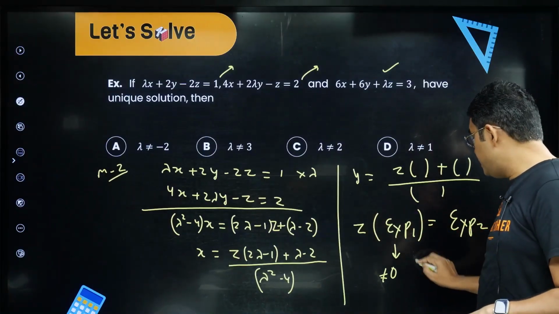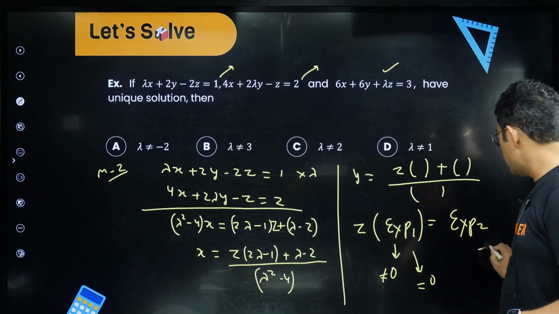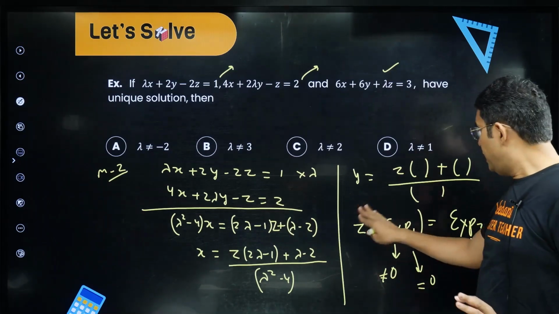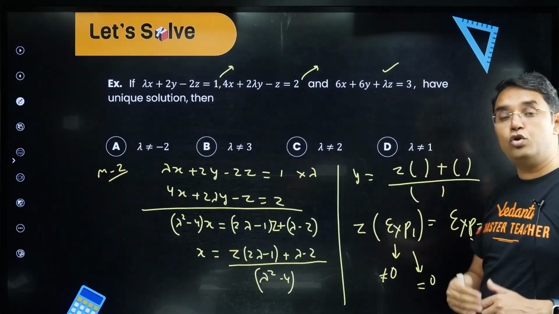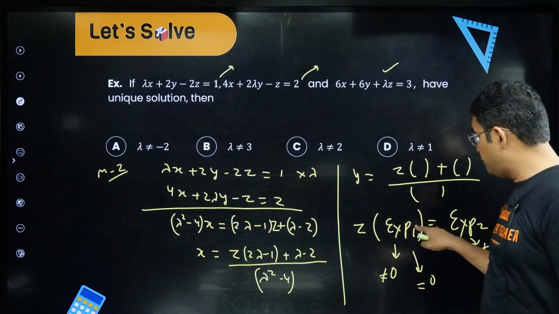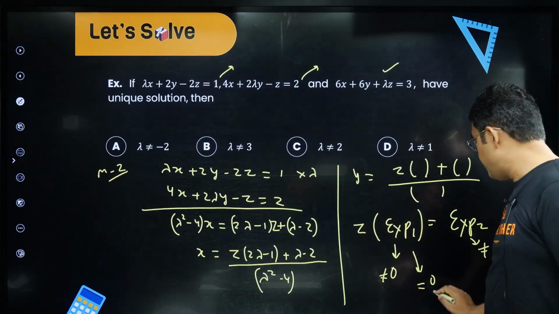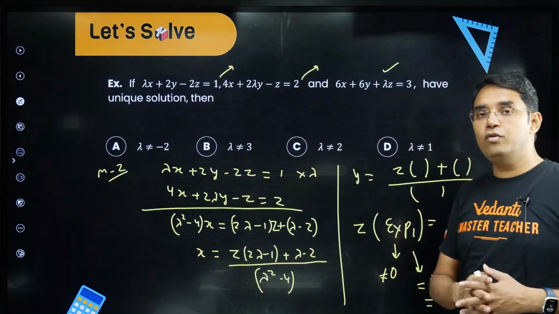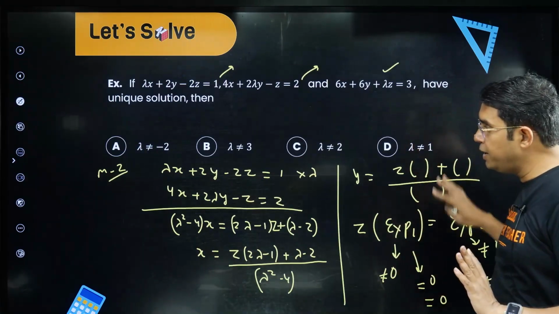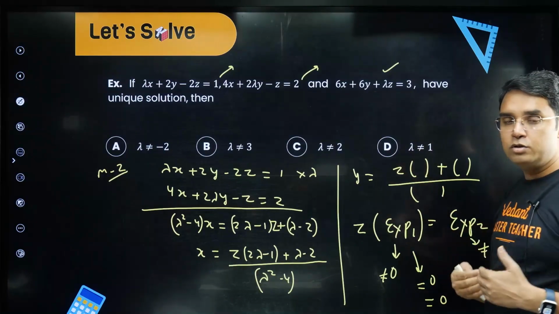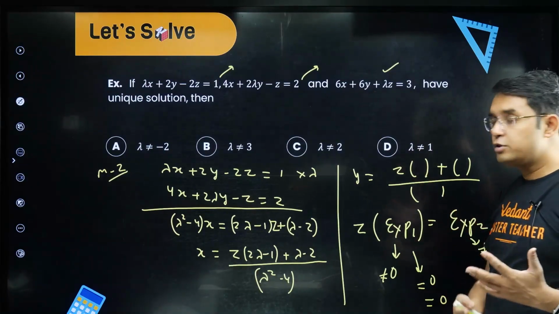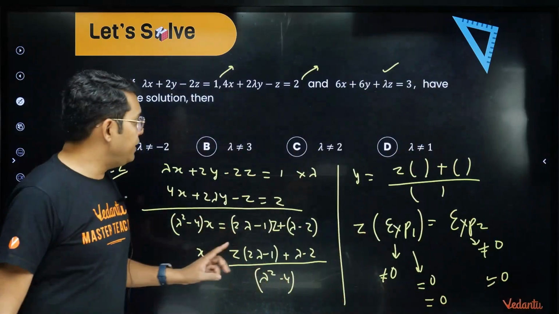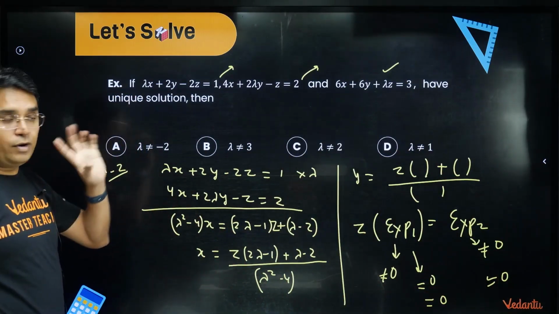Dear students, if this is equal to 0 and this is not equal to 0, you can see this will be 0 but this is not equal to 0, so it is a no solution scenario. If this expression is equal to 0 and this expression is also equal to 0, then you will have infinitely many solutions. So this can be the method for all scenarios: unique solution, infinite solutions and no solutions. So this is how this question can be done. I will suggest only method 1.